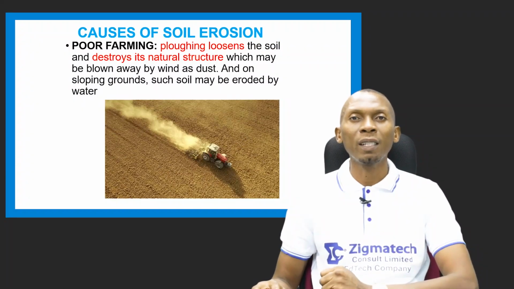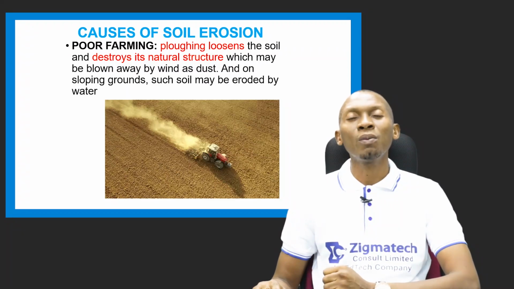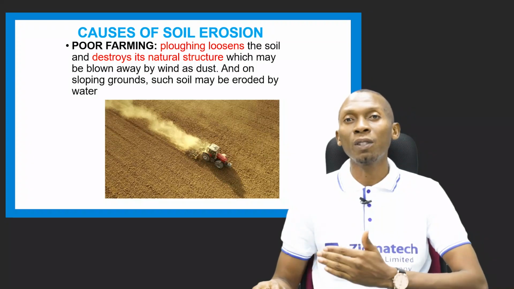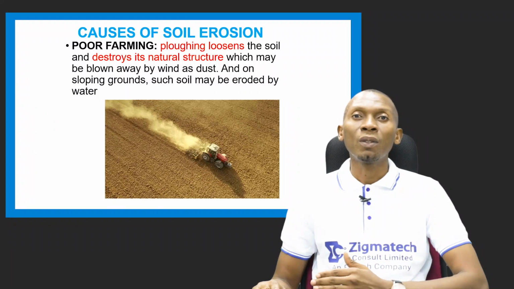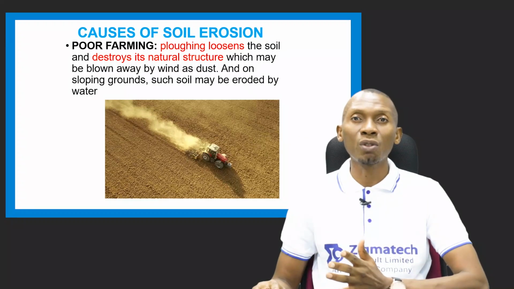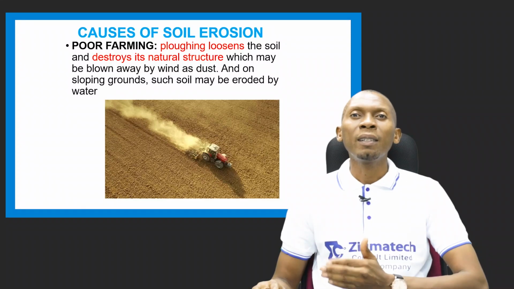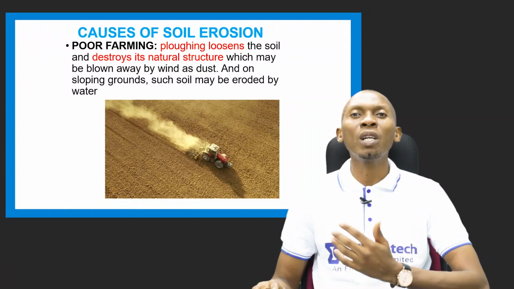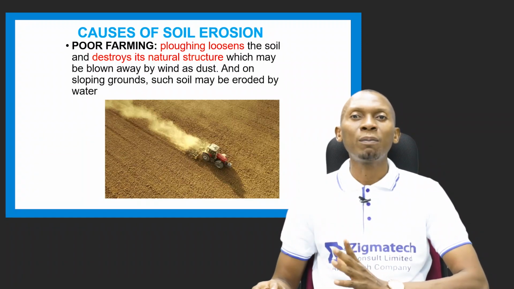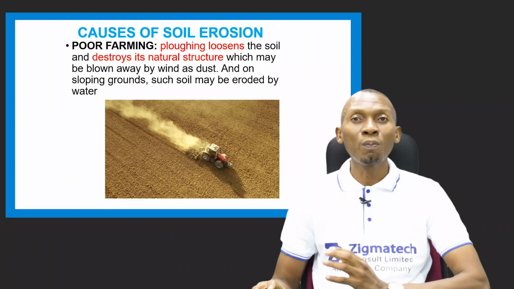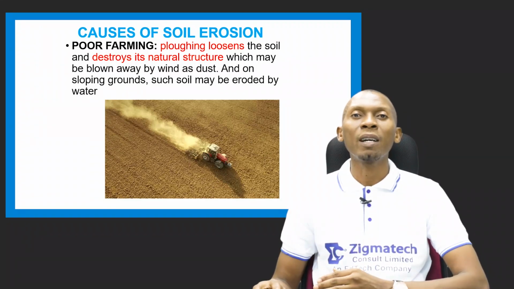We also have poor farming. There are some poor farming techniques that can also lead to soil erosion. Now, plowing has to do with the breaking up of the soil in order to loosen it, or to harrow it, then to make ridges. Now this activity can also destroy the natural soil structure. And as a result of this farming activity, which is plowing, this loosened soil can now be blown away by wind as dust. You can see that the picture shows plowing taking place and how the soil is being blown away by wind. And if it's on a sloping ground, this can lead to the soil being eroded by water.